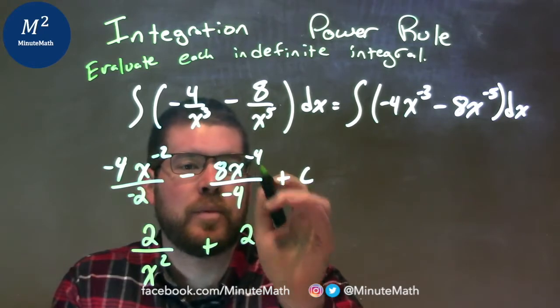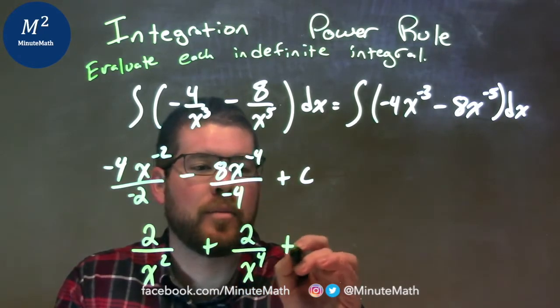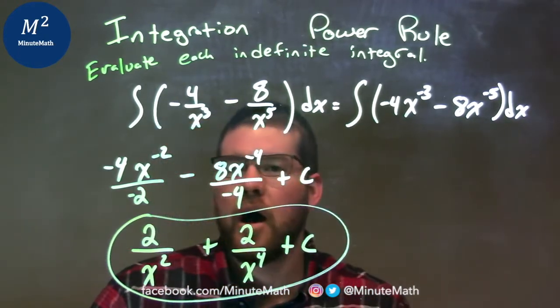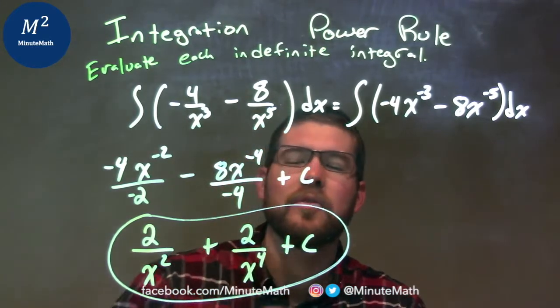And x to the negative 4th power is rewritten to be x to the positive 4th power in the denominator. And don't forget our plus c. And so there we have our final answer. 2 over x squared plus 2 over x to the 4th plus c.